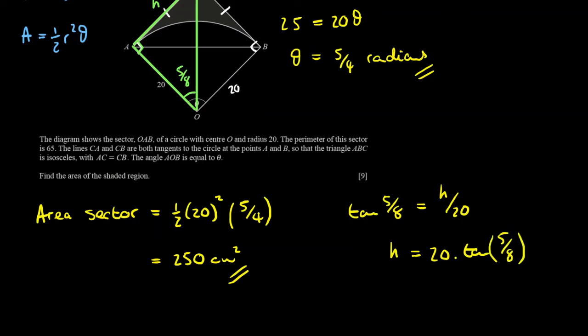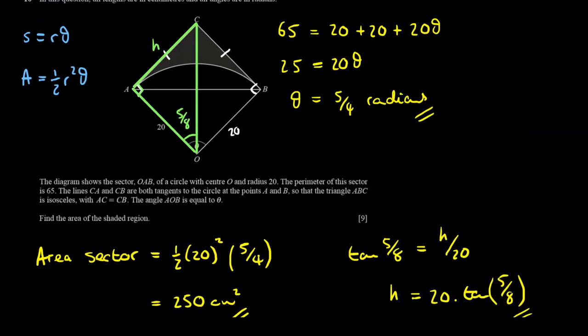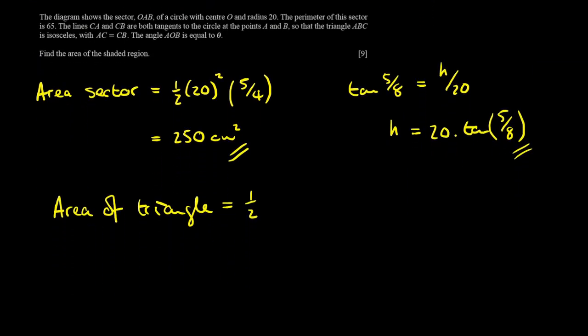Now that we've got that, everything else should hopefully be relatively straightforward, because we want to find the area of the triangle, of our little green triangle. I'm going to write that down. The area of a triangle is equal to a half the base times by the height. The base is 20. The height is that h. So we've got a half times by 20 times by 20 tan 5 upon 8. So that's going to be 10 times by 20, isn't it? Which is 200 tan 5 upon 8.